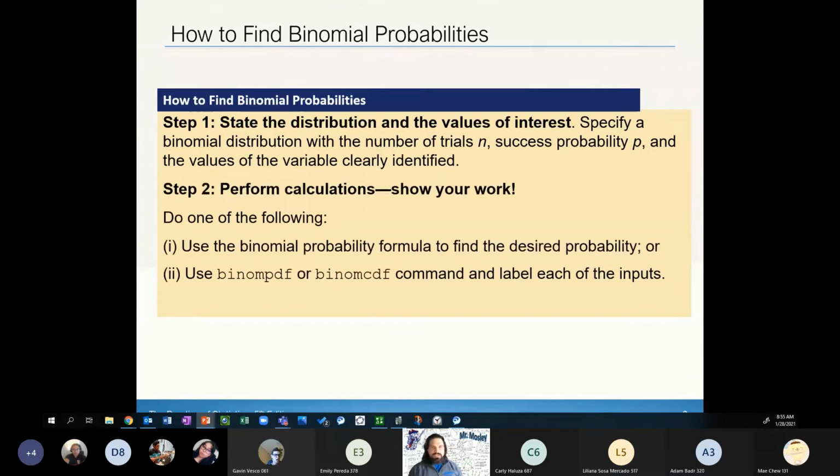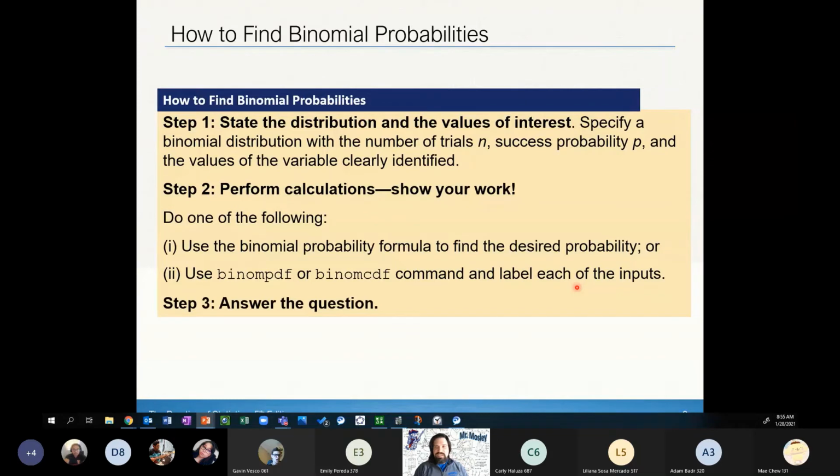Step 2, perform calculations. Please show your work. Do one of the following. Use the binomial probability formula to find the desired probability. Do it by hand, calculate all the numbers, do all that fun stuff. Or we can use the binom PDF or binom CDF command and label each of the inputs. I will explain what this is momentarily.